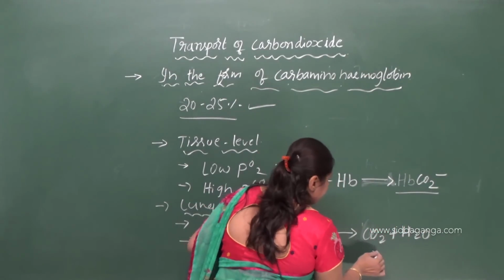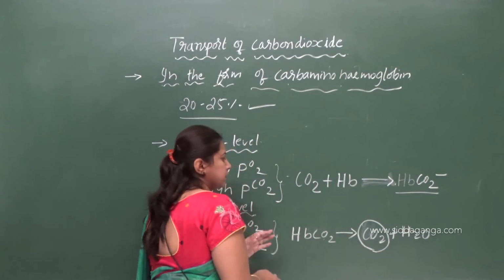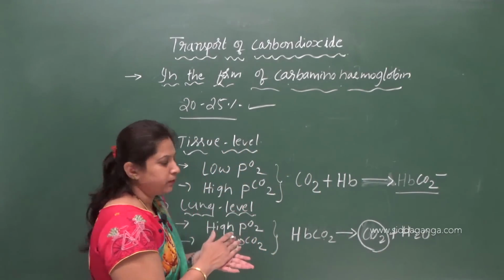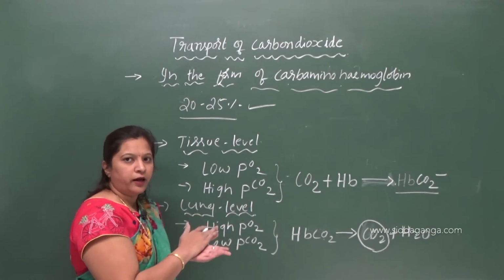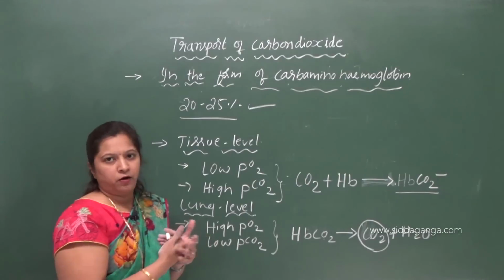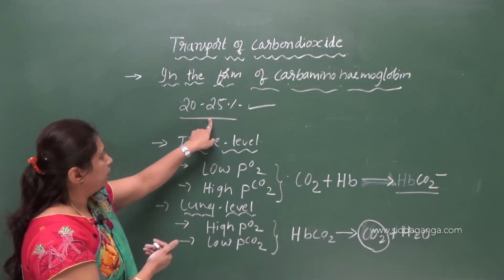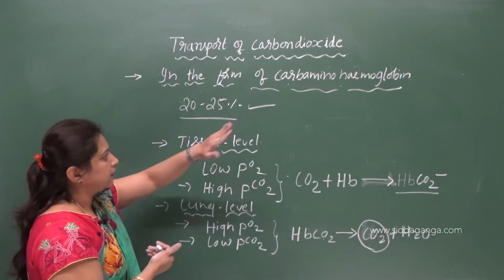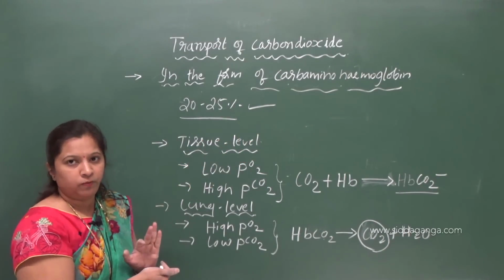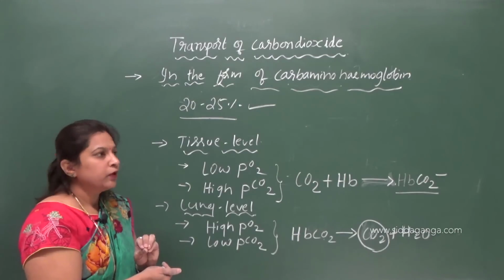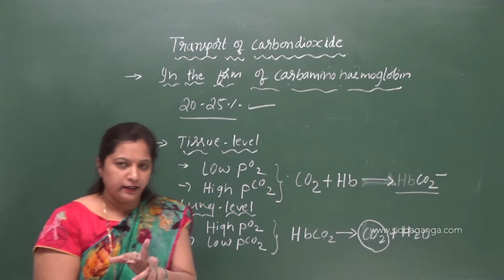Now the carbon dioxide diffuses from the RBCs into the blood plasma, and from the blood plasma into the alveoli, from where it is expelled out. So this is how about 20 to 25% of carbon dioxide is transported in the form of carbaminohemoglobin. Understood clearly? So the blood transports carbon dioxide mainly in three ways.